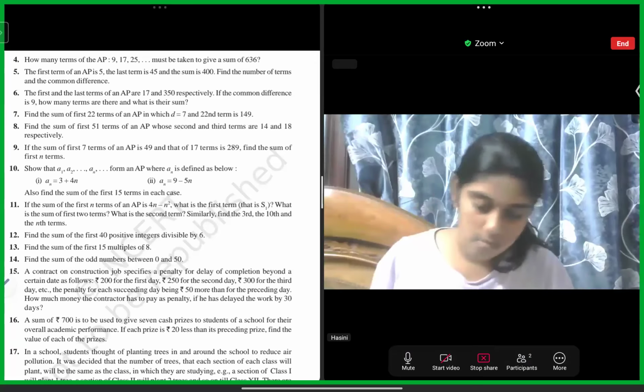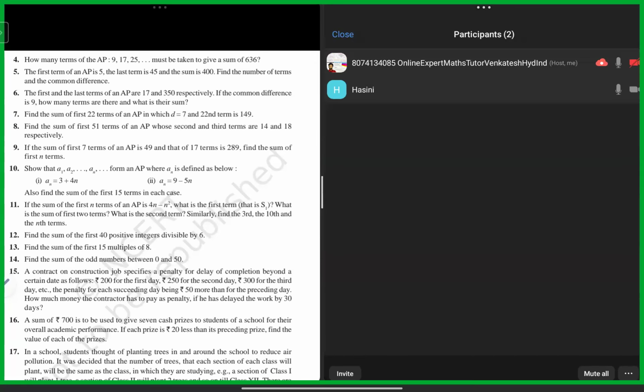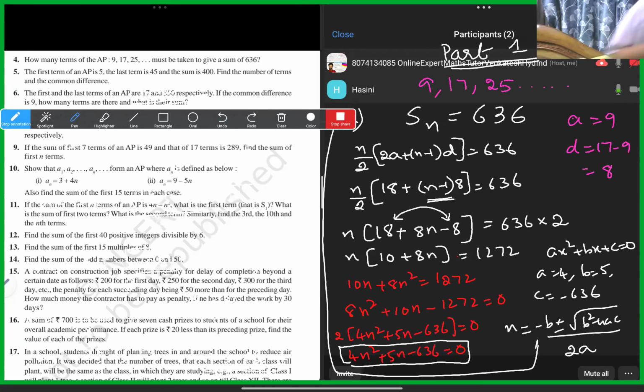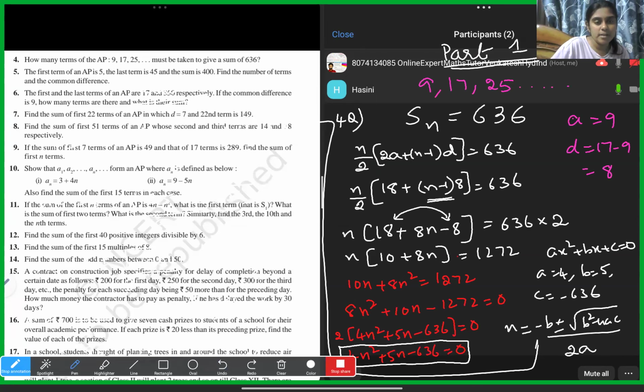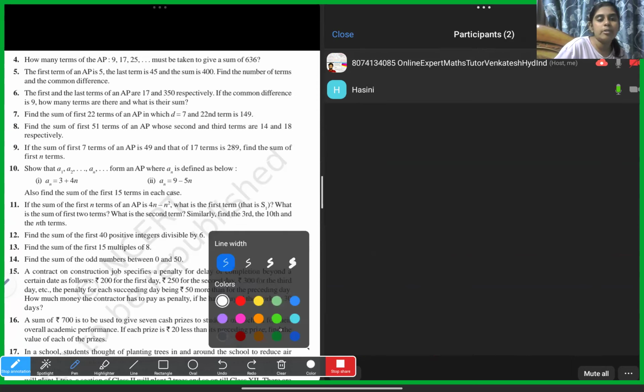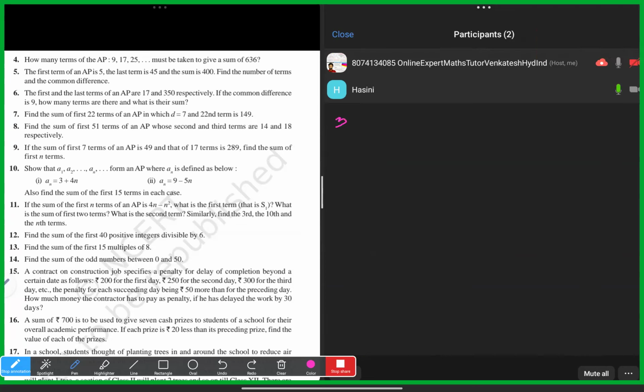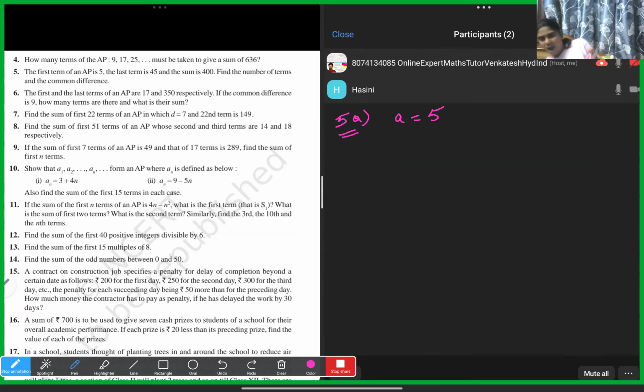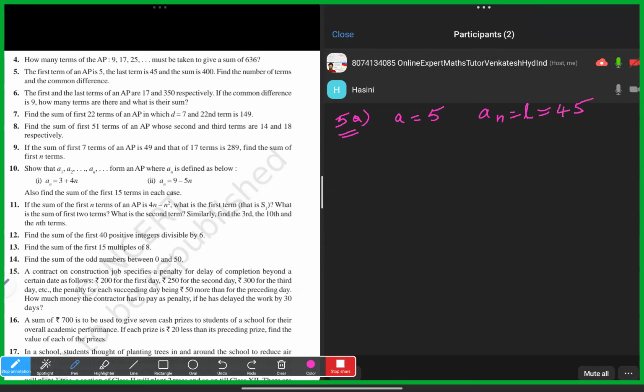So we will continue to the next sum, Hasni. In the fifth question, once you read it, Hasni. The first term of an AP is 5, the last term is 45, and the sum is 400. Find the number of terms and common difference. Yes, Hasni. First term of AP means a, no? Yes, sir. Last term means that is an or l.